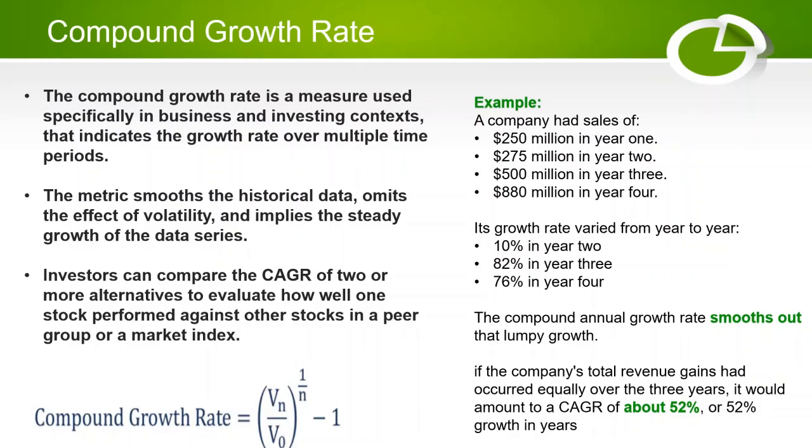So the metric smooths the historical data, omits the effect of volatility, and implies a steady growth of the data series. Investors can compare the CAGR of 2 or more alternatives to evaluate how well one stock performed against other stocks in a peer group of a market interest. So individually, if you are analyzing the compounded measurements for one stock, that doesn't give that much information. When we compare it with its peer competitor in the same industry or the index of that particular industry, we can get more details how the stock is performing over the years.